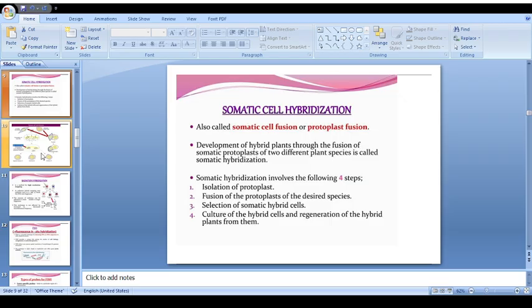That involves the following steps: isolation of the protoplast, fusion of the protoplasts of the two different species, selection of the somatic hybrids, then culturing them, and regeneration of the hybrid plants from them. This is the technique followed in the case of the plant.